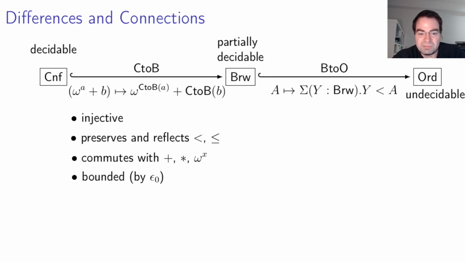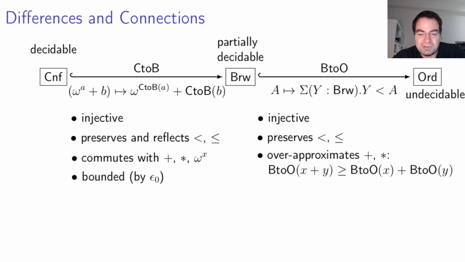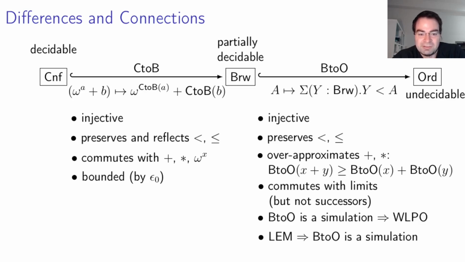Good, so since the order on Brouwer trees is extensional and well-founded, we get such an order by taking all trees below a given tree, and this is what gives us the second canonical function. Again, it's injective. We cannot show that this function preserves the arithmetic operations, at least not constructively, but it over-approximates them. And also it commutes with limits, but not with successors. That's actually related to the next point. It's not constructively a simulation, as that would imply WLPO, but if we assume excluded middle, then it is. And finally, it's bounded again.